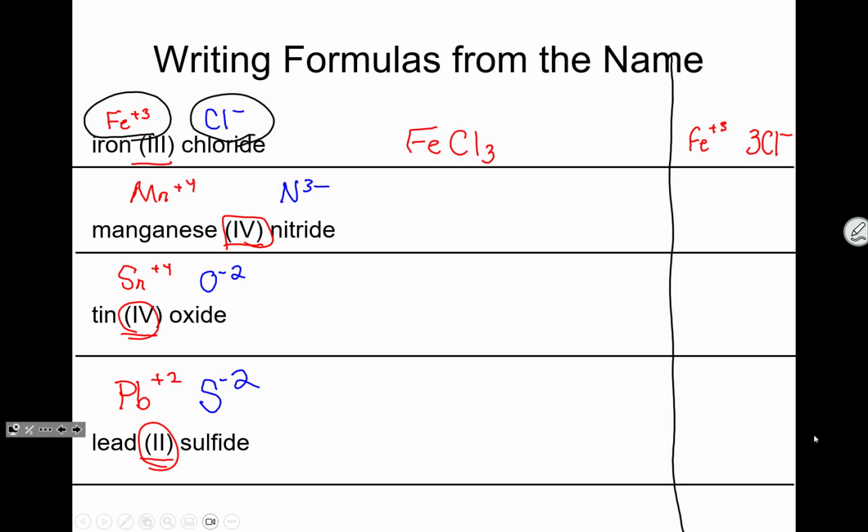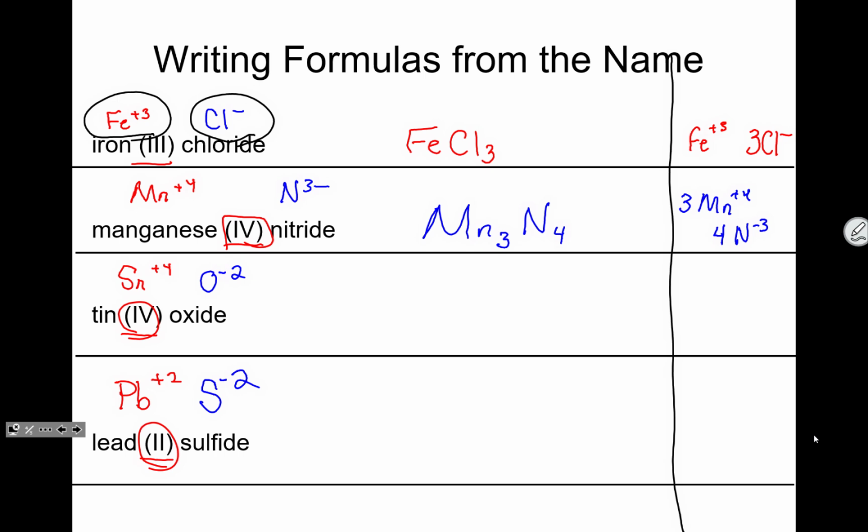In manganese nitride, lowest common multiple between +4 and -3 is 12. And so to achieve that, we need a +12 from the cations total and a -12 from the anions total. So to get 12, 4 times 3 is 12. So we're going to need 3 Mn +4. And then we're going to need 4 N nitrides. So the formula is going to be Mn3N4.